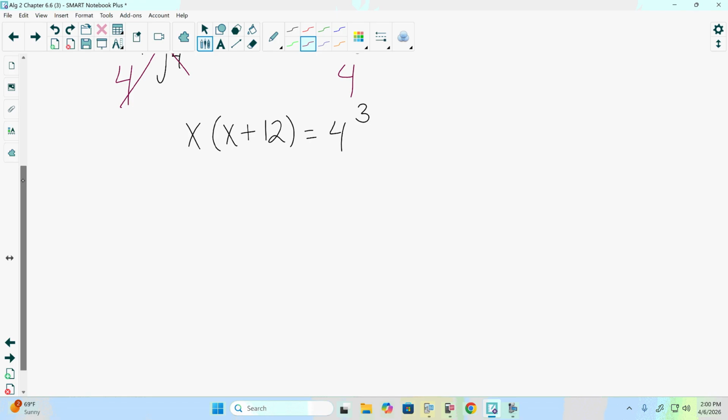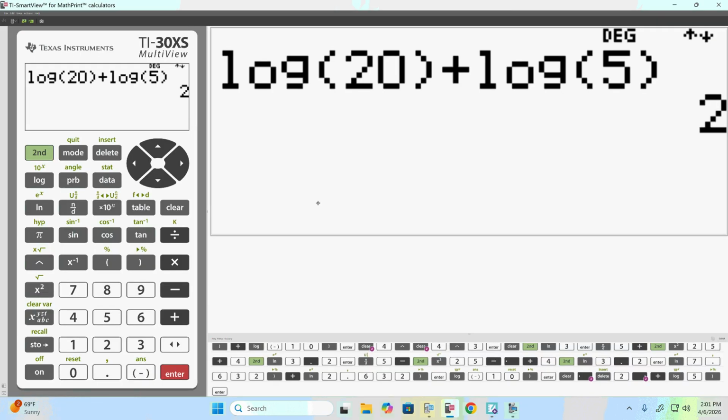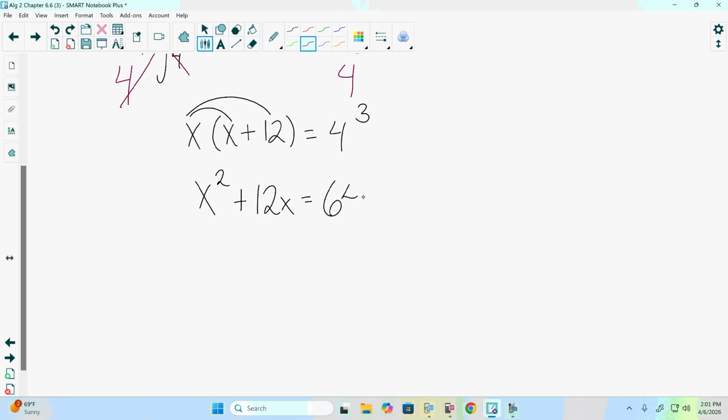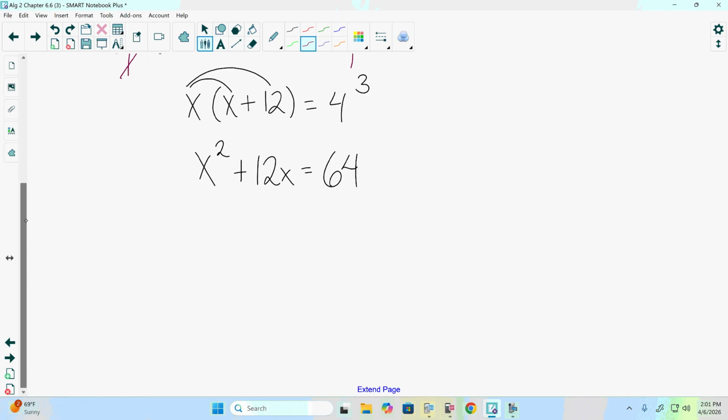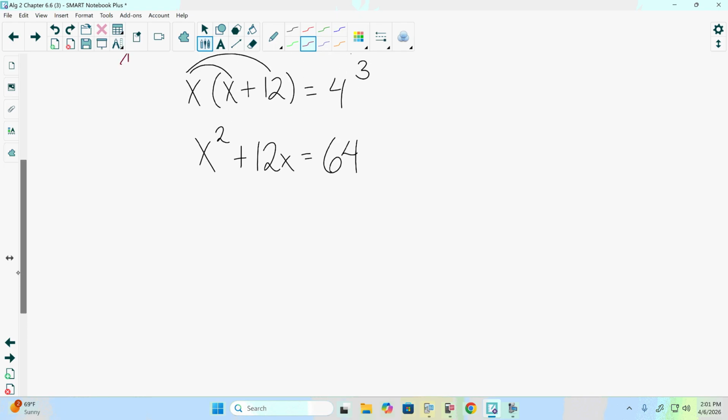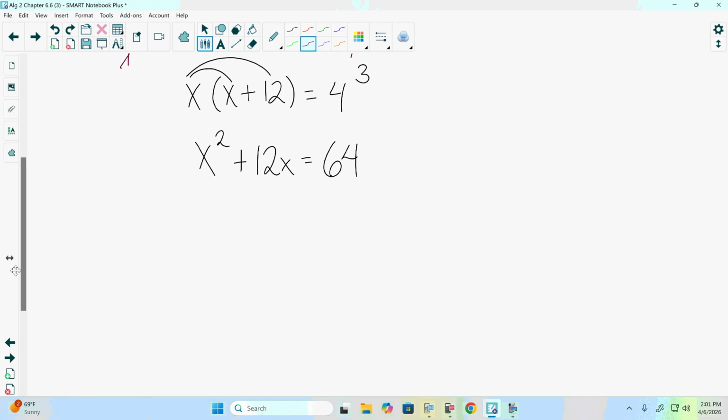On the left-hand side, we're going to multiply. X times x is x squared. X times 12 is plus 12x equals. 4 to the 3rd is not going to give us an irrational number, a really nasty decimal. But the question is, is it going to be a number that's not too big? Well, 4 to the 3rd is 64. That, for the most part, is a nice number.